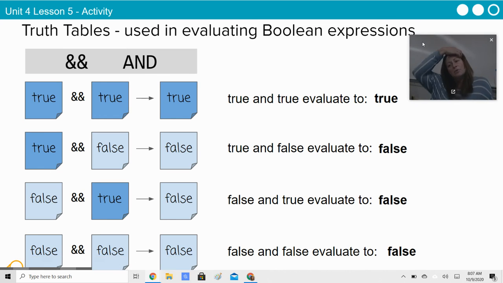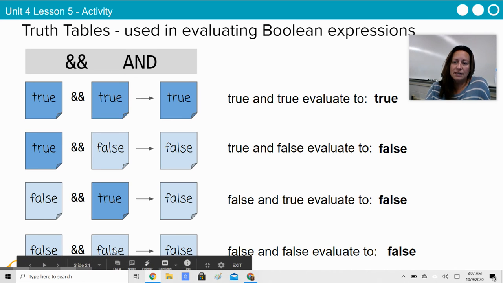Here is a truth table for the and comparison operator. If you have an expression with a true statement on the left side and a true statement on the right side, the result is true. Both things have to be true for an and comparison to work out true. If either one of them is false, the result is false. And of course, if both sides are false, then the entire expression is also false.